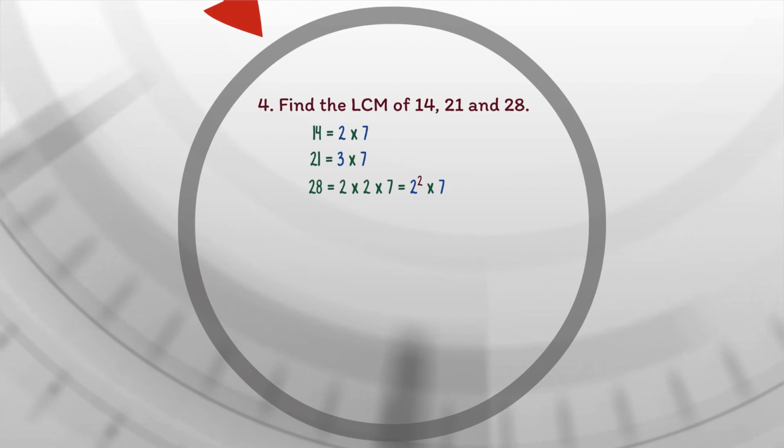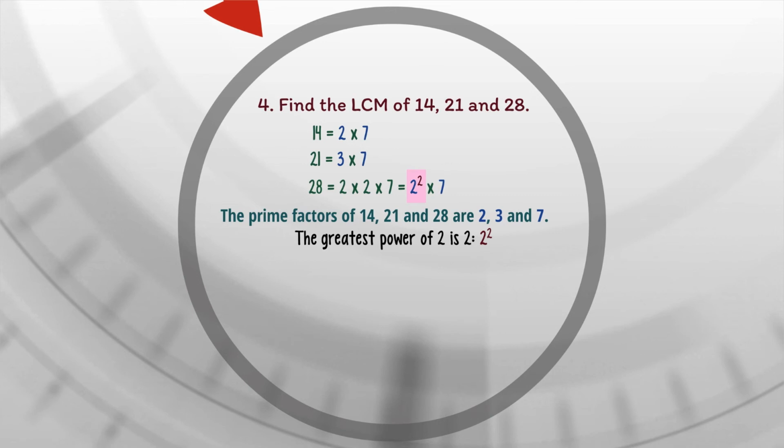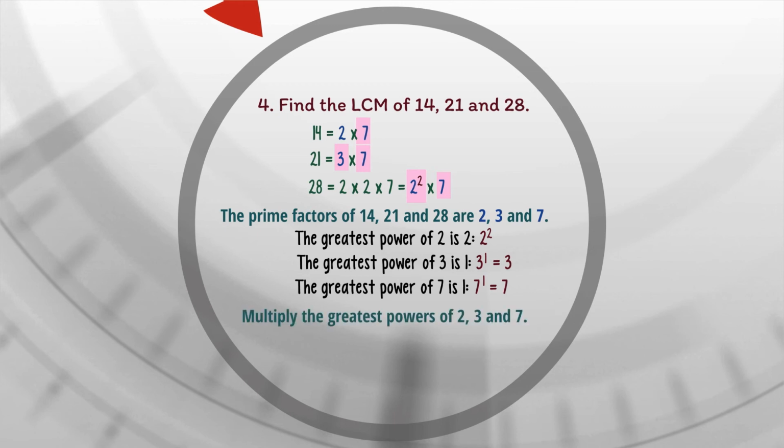Look at the prime factorization again. We can see that the prime factors of 14, 21, and 28, without the repeating factors, are 2, 3, and 7. As you can see, the greatest power of 2 is 2. The greatest power of 3 is 1. And the greatest power of 7 is also 1. Next, we will multiply the greatest powers of 2, 3, and 7. Multiply the square of 2, 3, and 7, and the product is 84. Thus, the LCM of 14, 21, and 28 is 84.